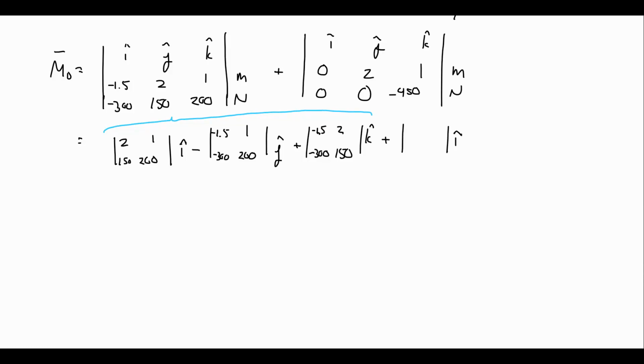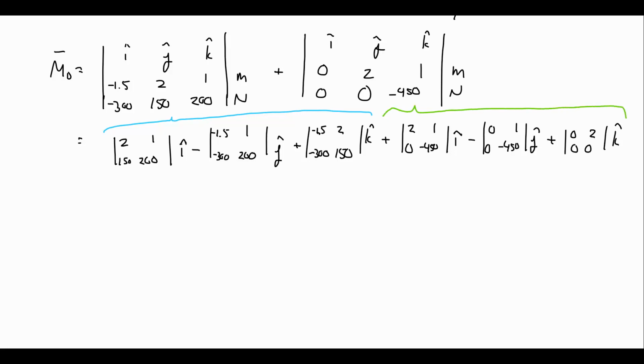So the I cofactor, this comes from the second. I'm left with 2, 1, 0, negative 450. Minus, J is always subtracted. I have 0, 1, 0, negative 450. And then the K cofactor, I'm left with 0, 2, 0, and 0. And these are expanded from the second determinant. So I have a bunch of terms here, a bunch of 2x2 determinants, but now these I know how to deal with one at a time.